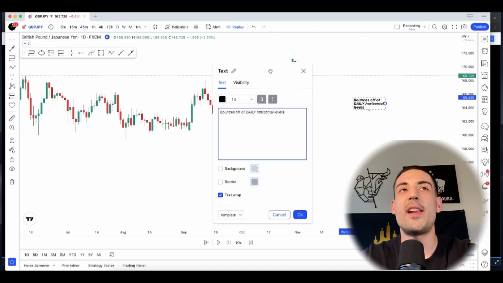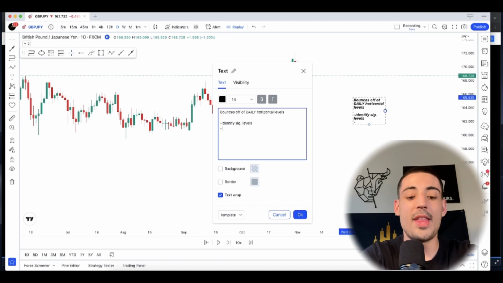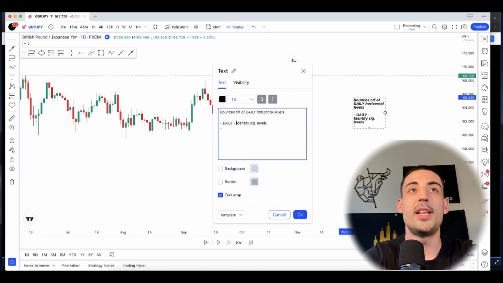But we're just going to identify significant horizontal levels. So on the daily time frame, identify significant levels. And then on the hourly time frame, so we're doing this on the daily, 12-hour. Again, every single person needs to do this before they start backtesting. Identify what your trading criteria is. On the daily time frame, we're going to identify significant horizontal levels.